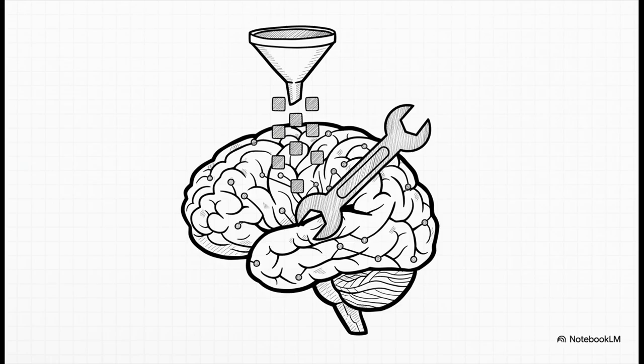With RAG, you're giving the AI a cheat sheet right before the test. At level 3, you're actually sending it back to school. You're modifying its internal wiring, the model's weights, by training it on your own custom-made dataset. You're not just giving it new information, you're teaching it a whole new skill.